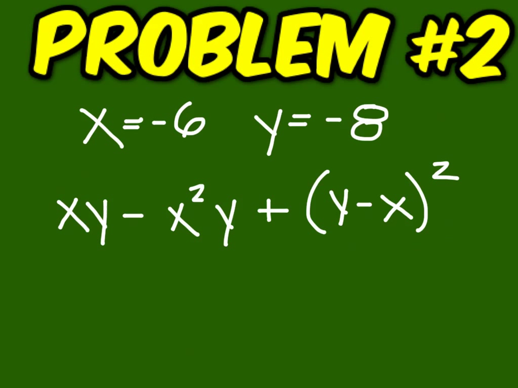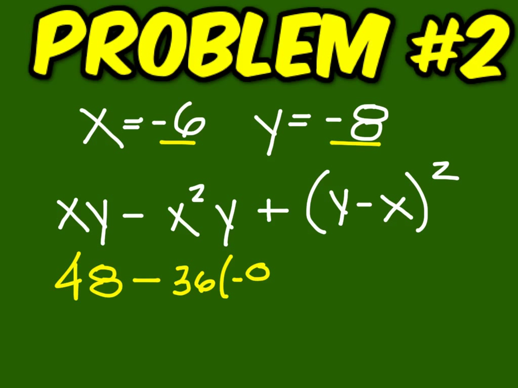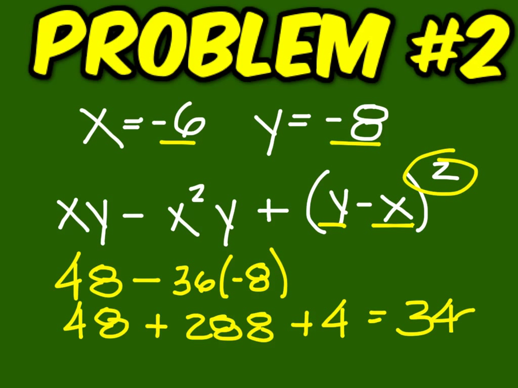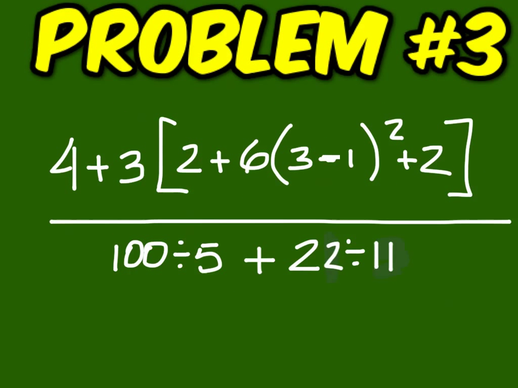On this one, you're going to have x times y to start with, so that's 48. Minus, if I square x, I get 36, and multiply it by a -8. You're going to end up with plus 288 here, and then we'll finish off the problem. This minus this squared gives me a 4. So it should come out to be 340. The answer on this one should be 4.